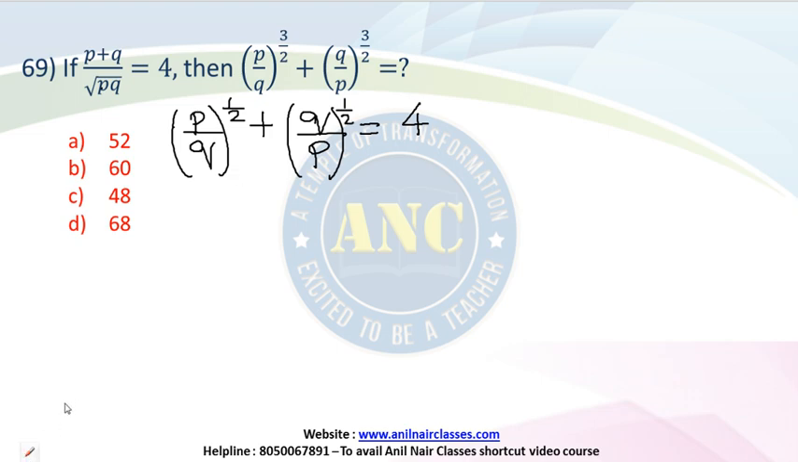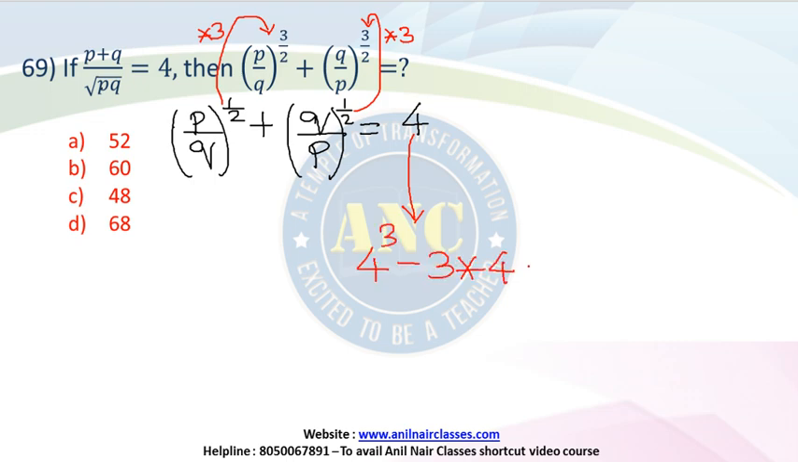But the question says they don't want the power to be 1 by 2. They want the power to be 3 by 2. 1 by 2 into 3 is 3 by 2. Here also 1 by 2 into 3 is 3 by 2. That means if the power is becoming 3 times, the k value will also become k cube minus 3k. K cube minus 3k. Answer is 64 minus 12, 52. These are all very, very easy questions which you can expect in your examinations.